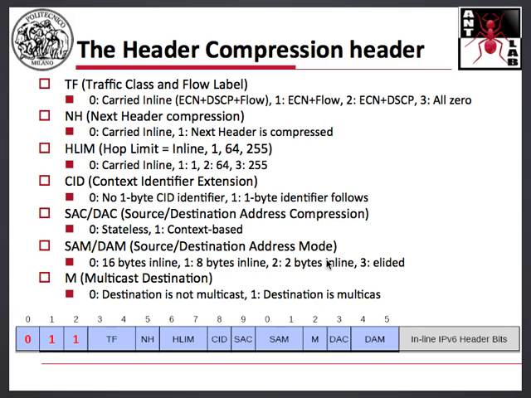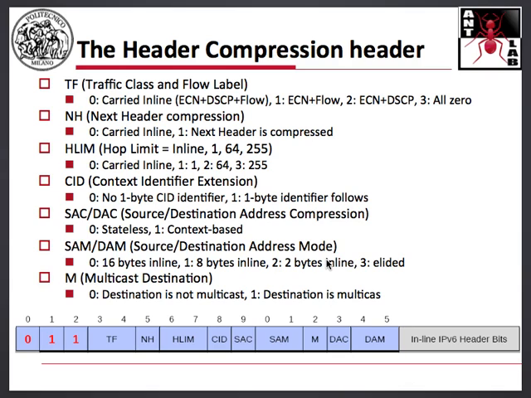Let's start from the TF field. The TF is the field which handles the compression of the traffic class and flow label fields of the original IPv6 header. It's a 2-bit field, which means that you have four combinations of these 2 bits. If this field is 0, it means that the 2 fields, traffic class and flow label, are not compressed, which means that they are carried in line. Carried in line means that I expect to find these 2 fields in the compressed header, which follows the header compression field. Okay?